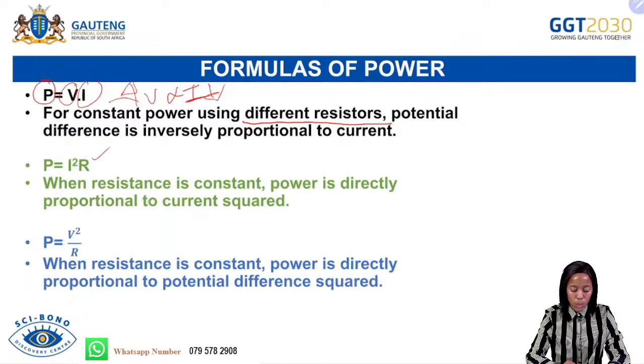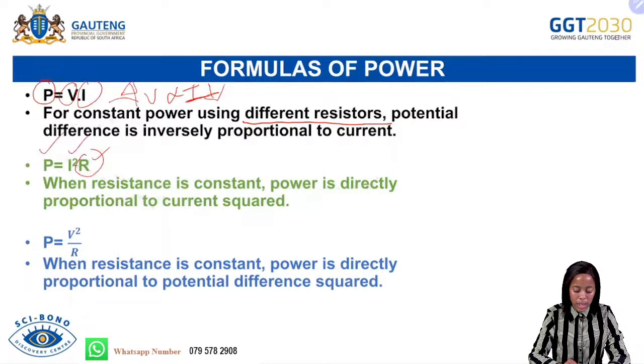And then with this formula, P equals I squared times R, we are saying that when the resistance R is constant, the power is directly proportional to the current squared. So with this one, we can also relate power in terms of the brightness as well.